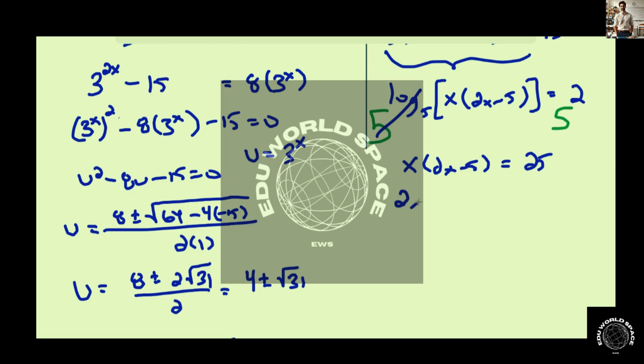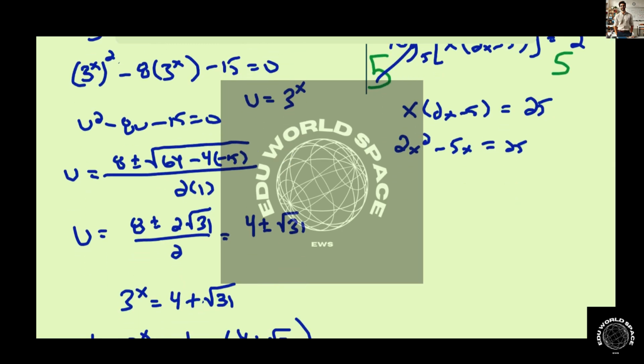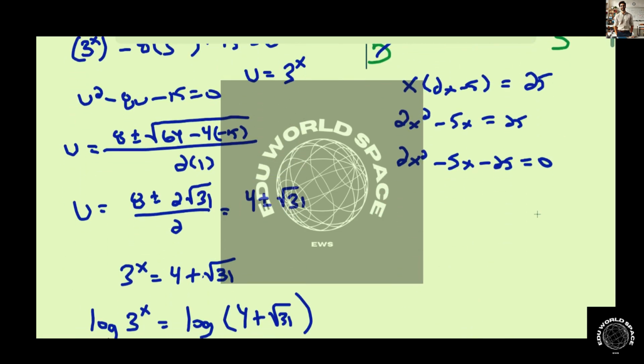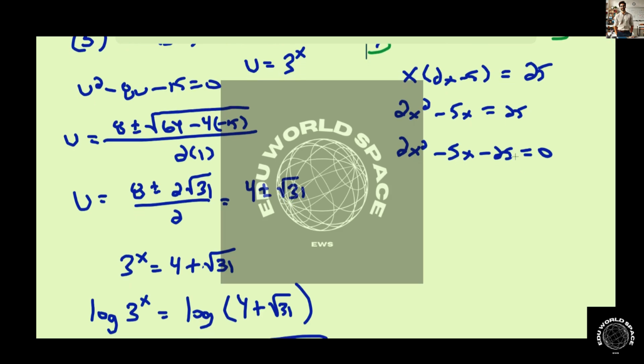Distribute the x, we get 2x squared minus 5x equals 25. Subtract 25 from both sides. And then we can look to factoring. Let's see, what multiplies to negative 50 and adds to negative 5? That would be a negative 10 and a positive 5. Multiply to negative 50 and add to negative 5. So we can factor by grouping now.